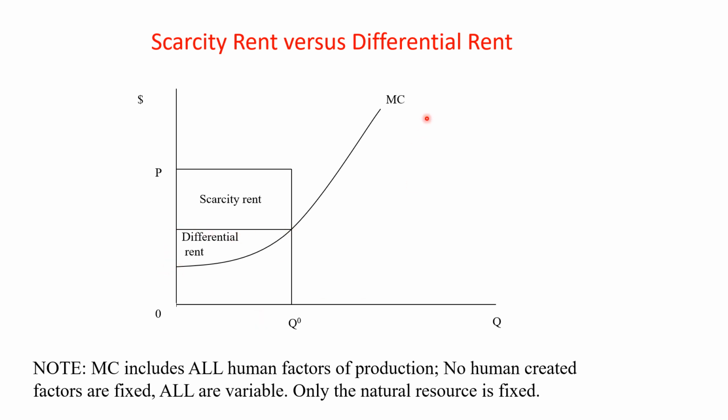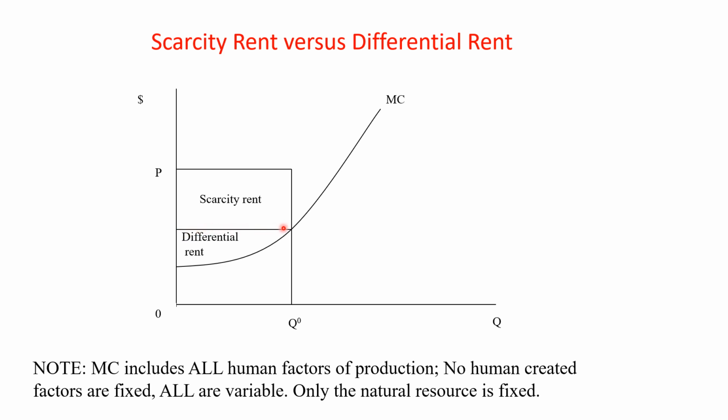And the reason is this marginal cost curve, or we probably should call it a supply curve. Because in this case, the marginal cost or supply curve allows all factors of production, all human factors of production, to vary. So in the other slides that we had, there was always some kind of a fixed factor of production that humans had created. But in this case, we have no human created factors that are fixed. They're all variable. The only thing that is fixed is the natural resource and its availability.